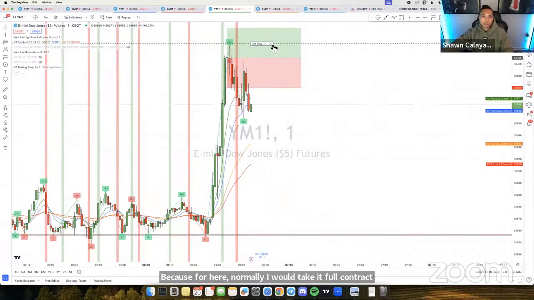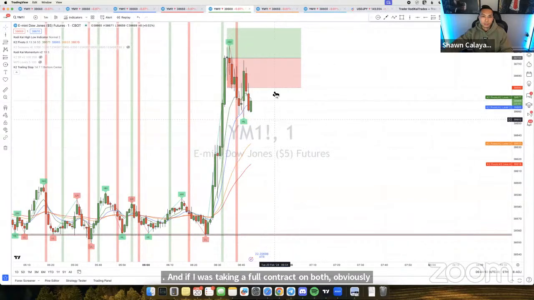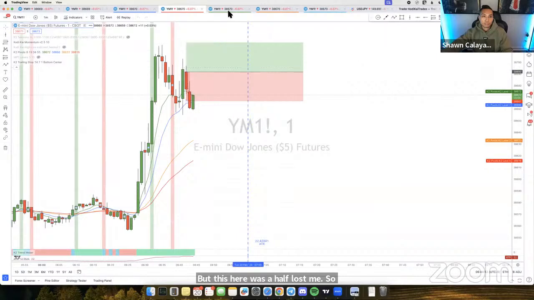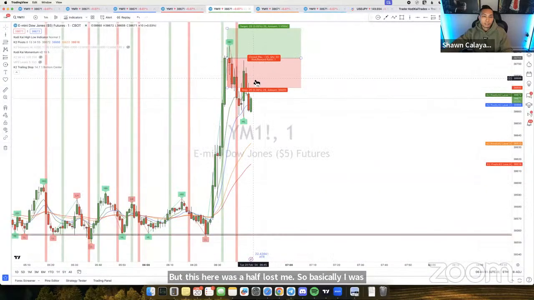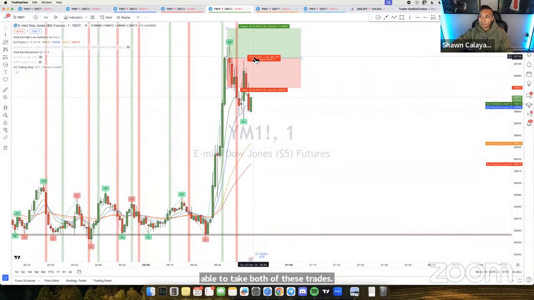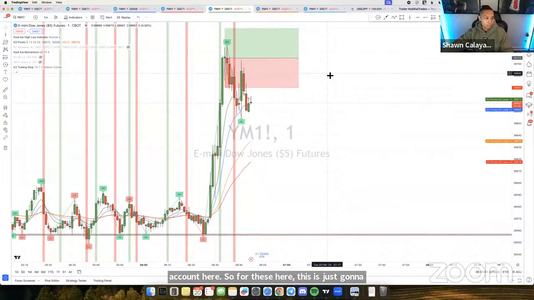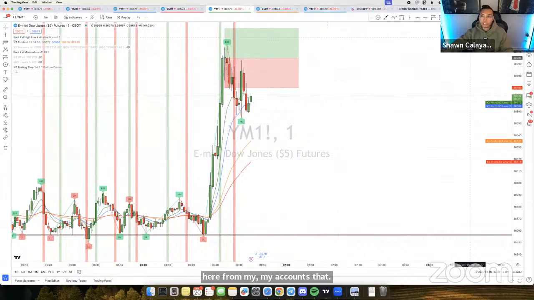And if I was taking a 12 contract on both, obviously I'd have a bigger loss. And I'll take a screenshot of my loss, of course, to be transparent with you guys. But this here was a half loss for me. So basically I was able to take both of these trades, but the loss that I incurred was only for one account here. So for these here, this is just going to count as one loss. Typically, it'd be about 1,500, and you'll see over here from my accounts that is the case. So here, I'm going to take a screenshot of these. Unfortunately, 2 losses for the day.